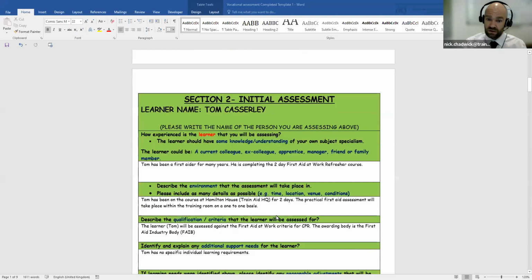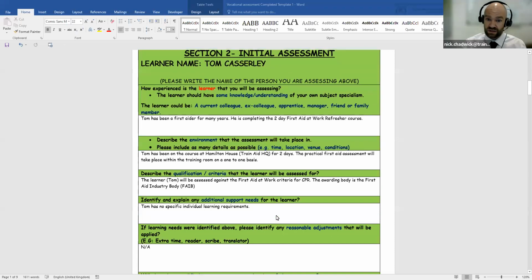Okay. If we scroll down to section 2, as we can see, we have the initial assessment section. Now, this section is where we're going to provide the reader with lots of information about the learner. So what do they do in terms of their position, how experienced they are in terms of their job role here. So as we can see, we have a variety of different questions looking at the learner in greater detail and also the environment as well.